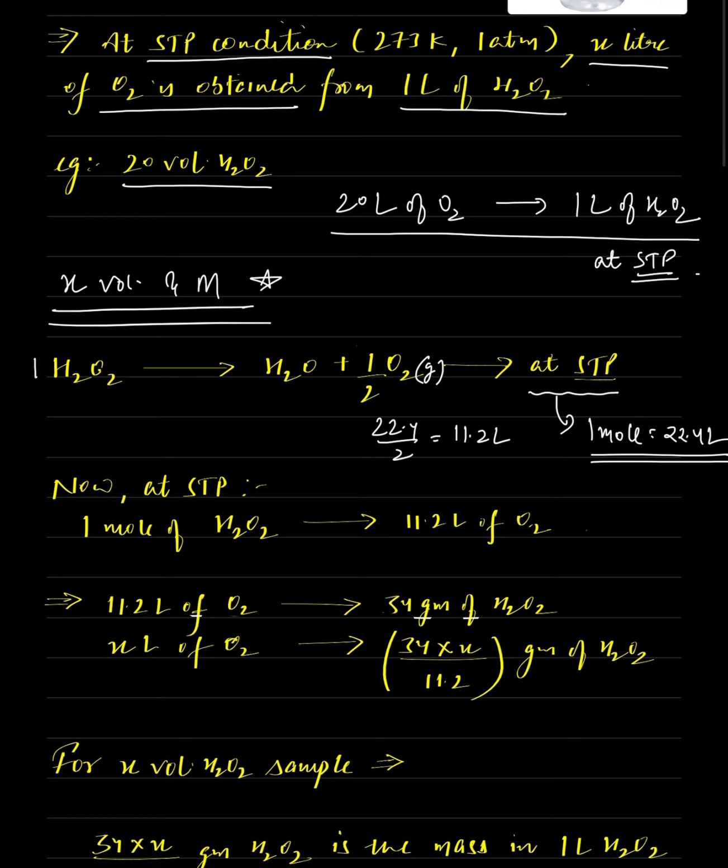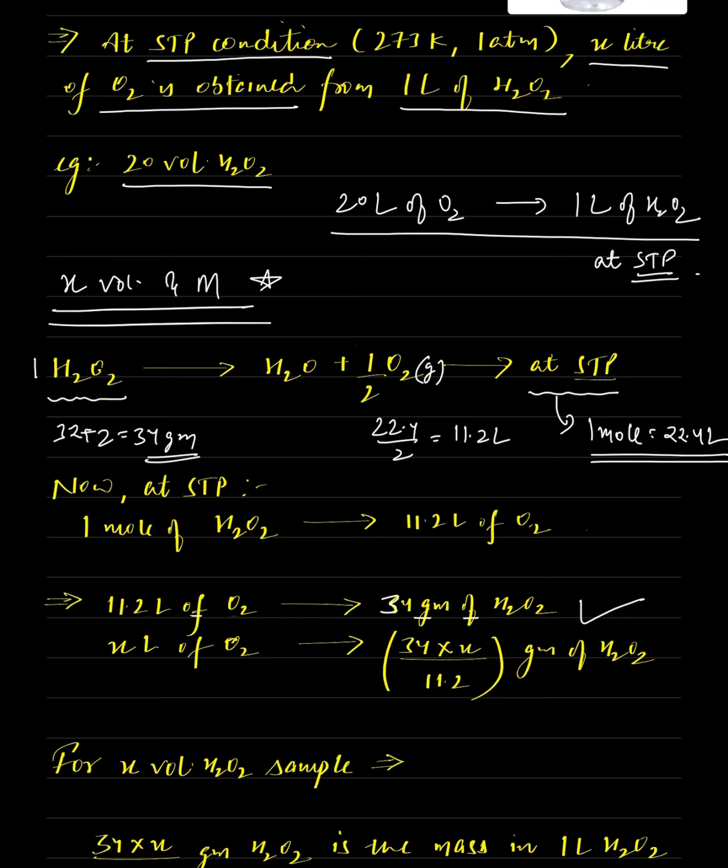Can I say this thing? Yes, 11.2 liter O2 is obtained from 1 mole of H2O2. And how much is the mass of 1 mole of H2O2? Its molar mass is 32 plus 2, which is equal to 34 gram. So 34 gram is the mass of 1 mole of H2O2. So we can say 11.2 liter of O2 is obtained from 34 gram of H2O2, right?